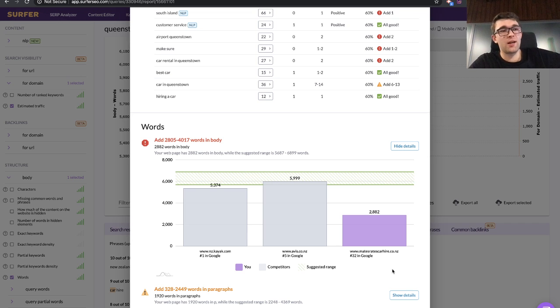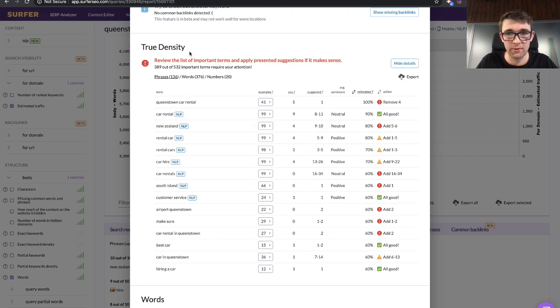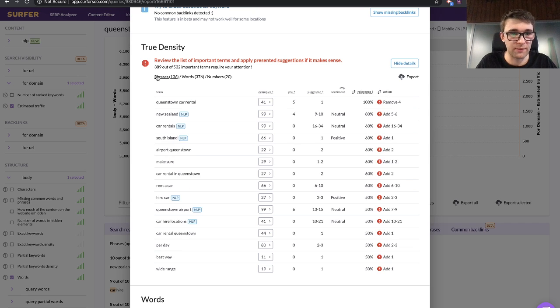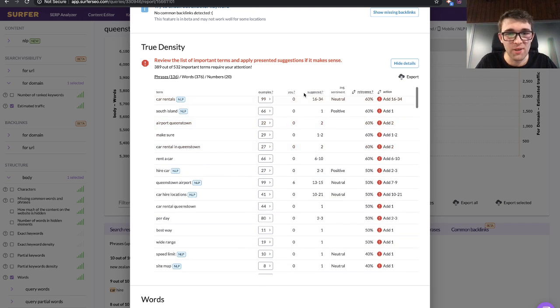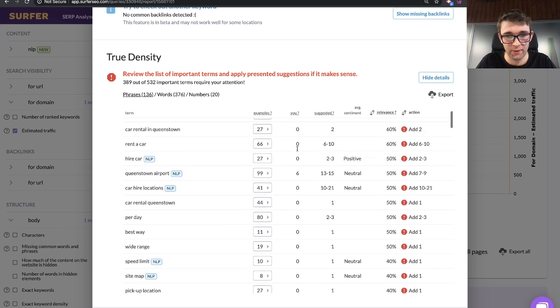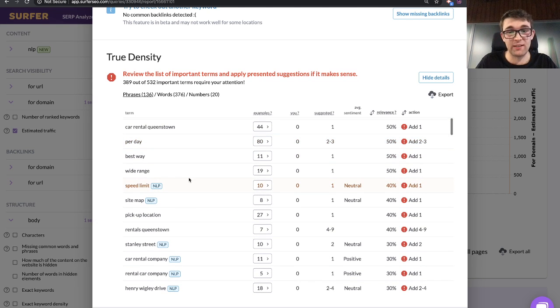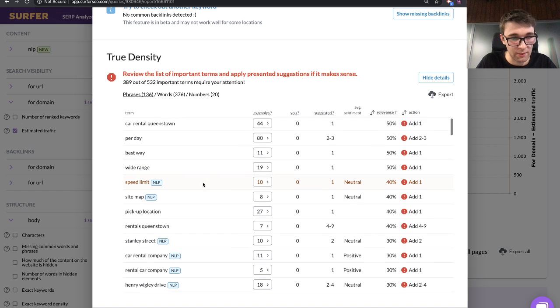But you may ask, so what to write about? Should I write as usual? No. You go higher to the true density, sort those phrases by the action, and you get a list of missing phrases. So all of those with zeros in here, I will zoom in a little bit so you can see it better. They are all missing. Like, is there any car with a wide range? Do they have a speed limit?